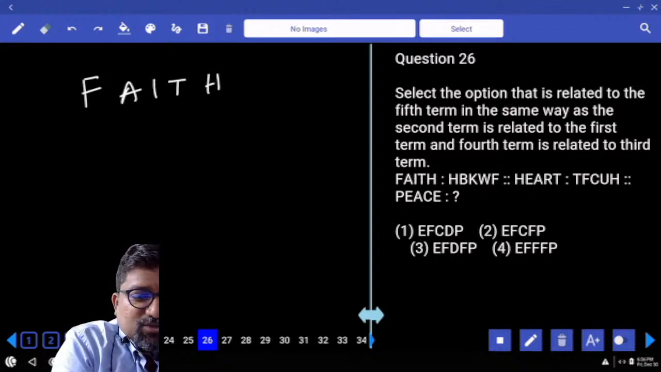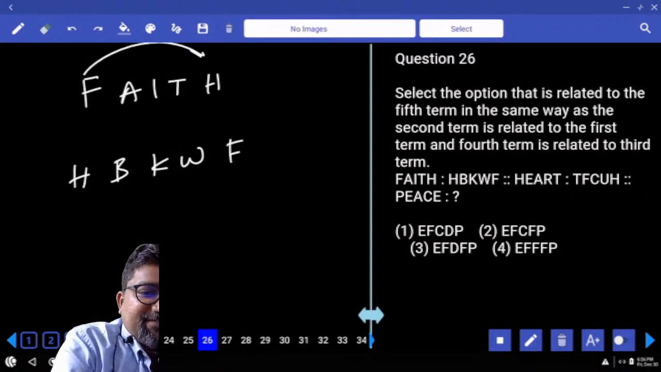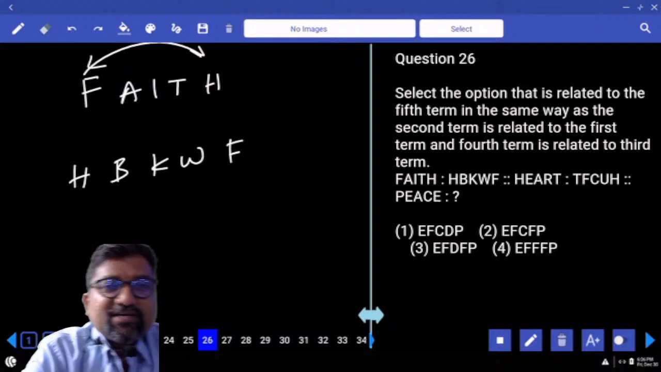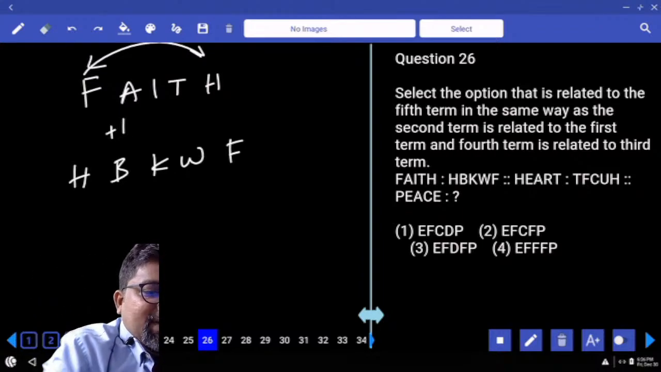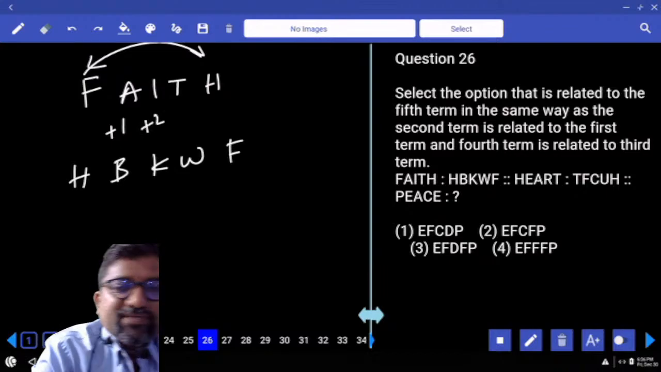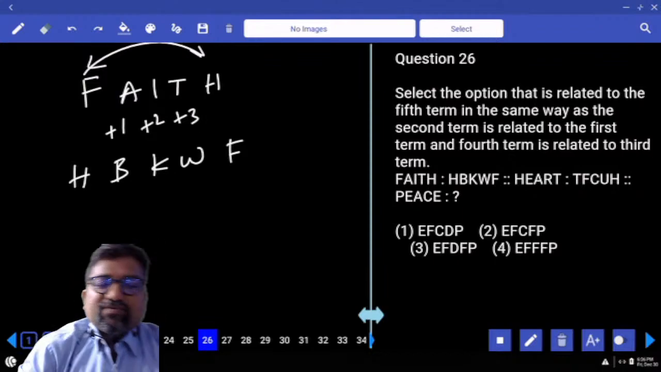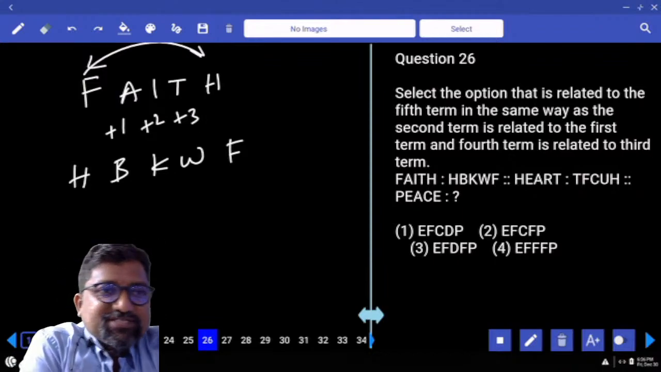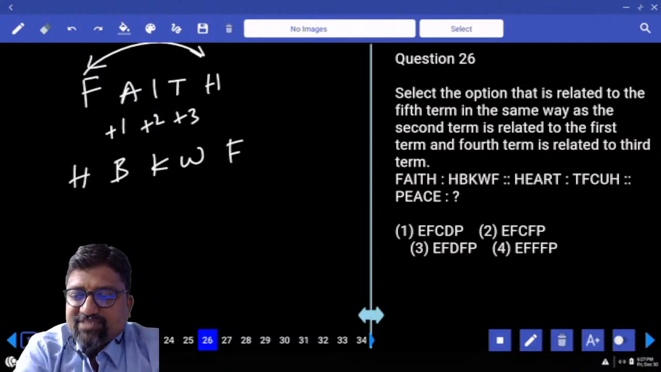FAITH is coded as H, B, K, W and F. Look at this, F and H, first and last are interchanged. 1 plus 1, 2. 9 plus 2 is 11. 20 plus 3 is 23. So first and last interchange, and the middle three letters get plus 1, plus 2, plus 3. I go with the same thing here.